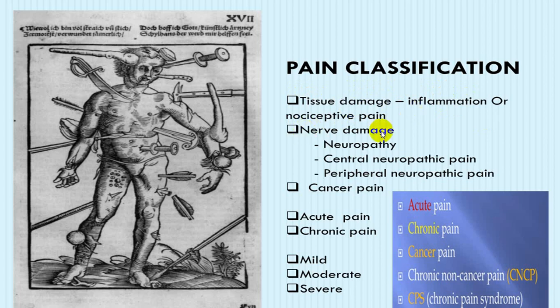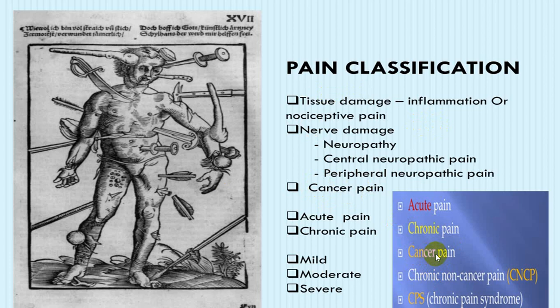While in a person with nerve damage, we call it neuropathic pain, which can be because of neuropathy, and can be central neuropathic pain or peripheral neuropathic pain. In this, just giving an analgesic will not relieve the pain. You will require adjuvant therapy. There is another condition where you can get pain because of chronic conditions like cancer, which gives destruction of the tissue as well as destruction of the peripheral nerves, and that gives rise to chronic cancer pain. So we call that chronic cancer pain.